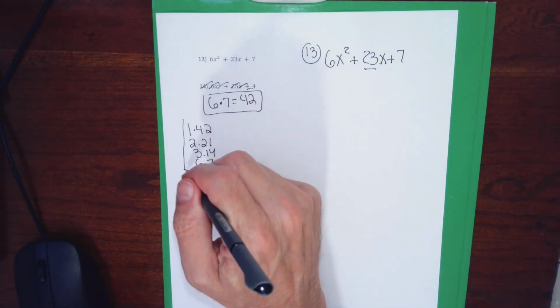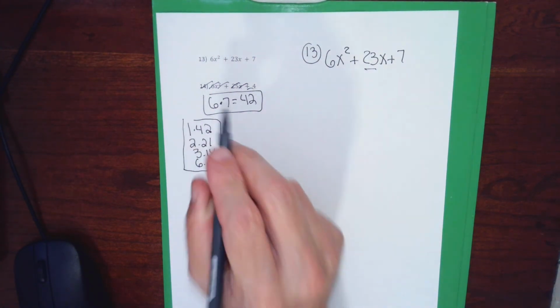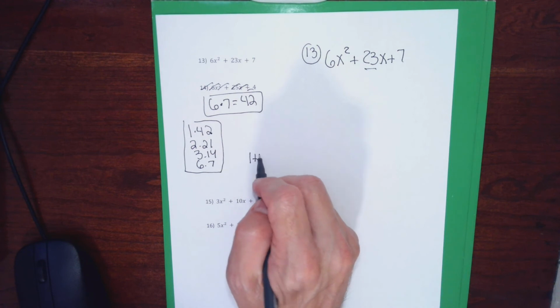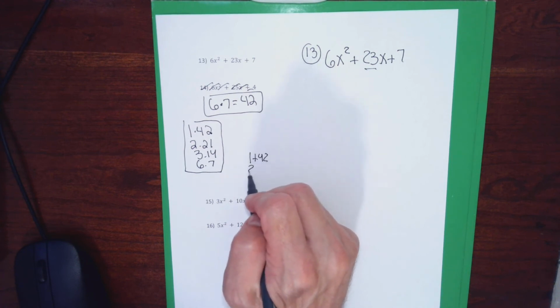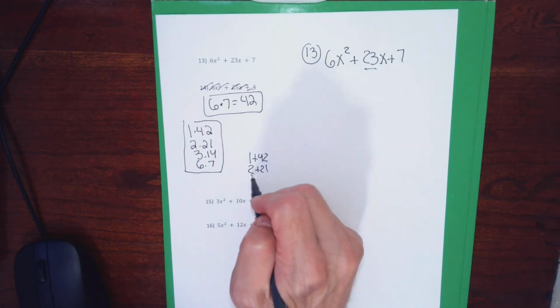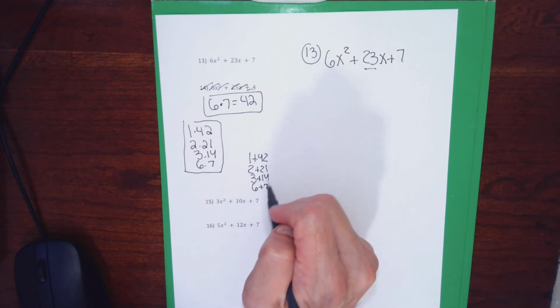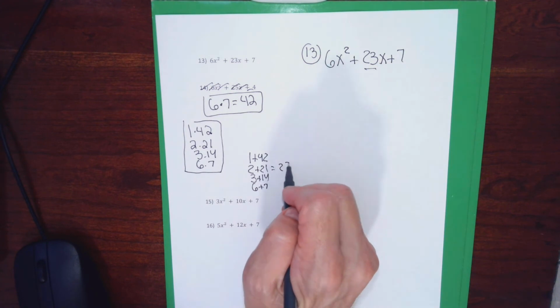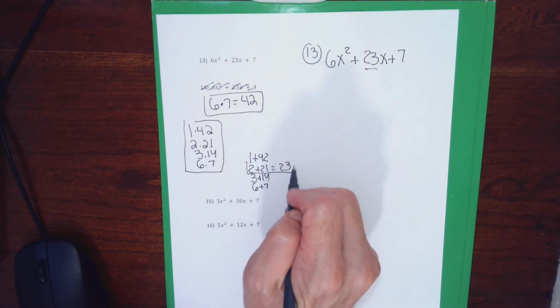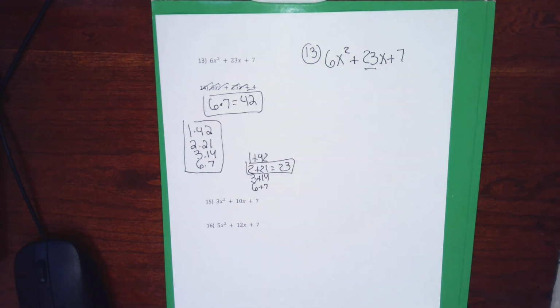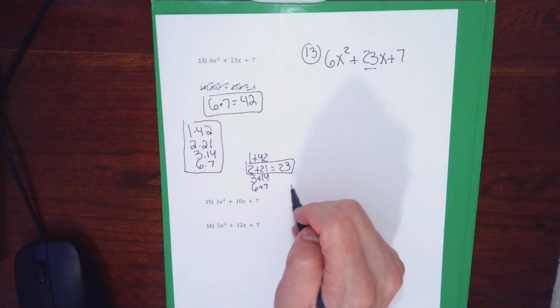So did first step, second step, and now I'm going to add these. 1 plus 42, 2 plus 21, 3 plus 14, 6 plus 7. I don't need to do every sum. In fact, I don't even need to write this down if I can know the pair. So I abbreviated, and I didn't write down every sum because I'm just trying to find the 23.